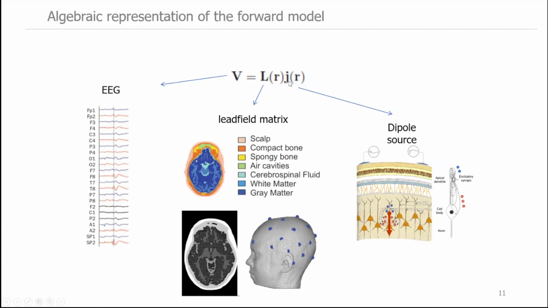So basically, you say here, this J represents the current and the sources in the brain. And then you have the Leadfield matrix, which actually embeds all of this information: the geometry, the conductivities, where the sources are localized. And then, by multiplying these, you can get your simulated EEG.